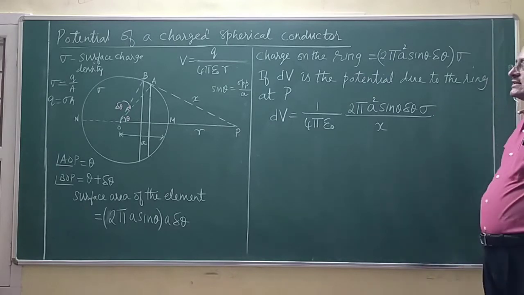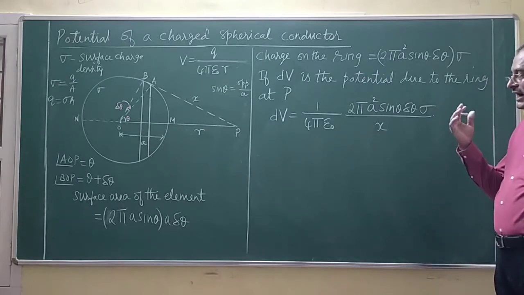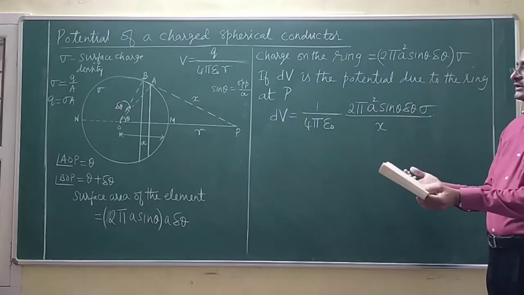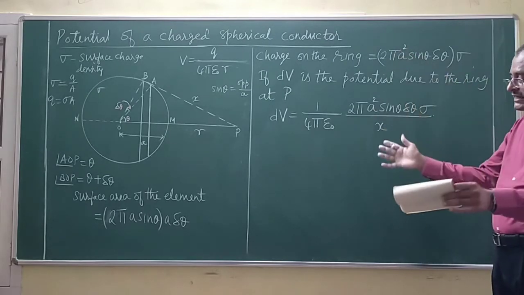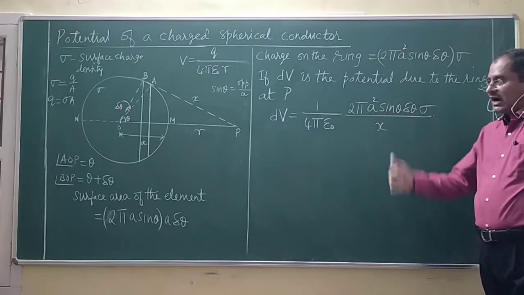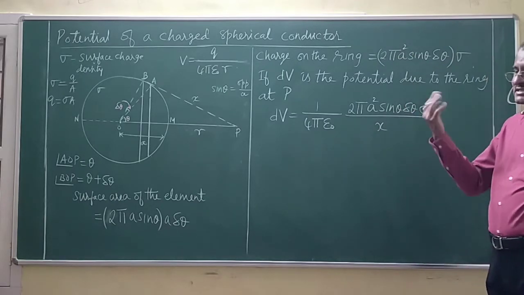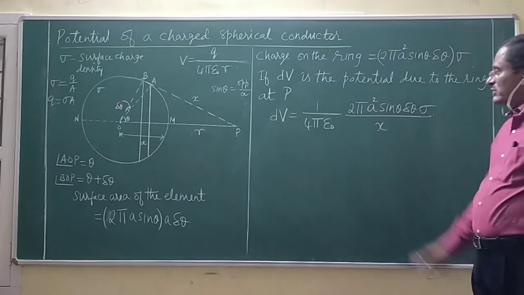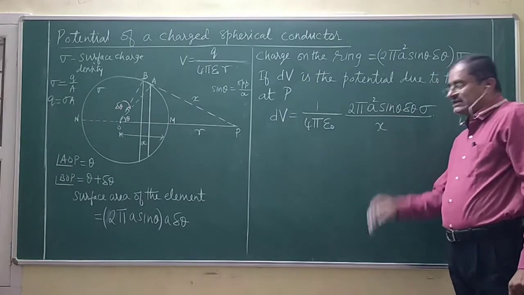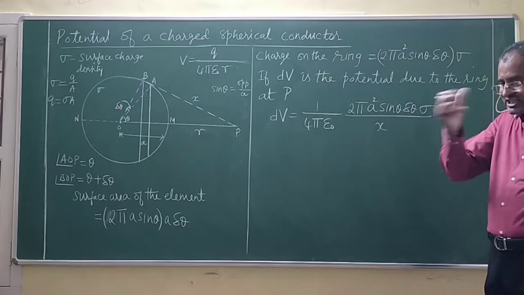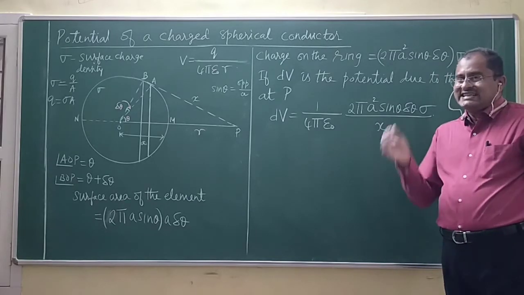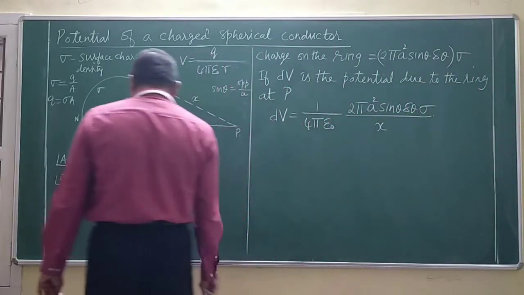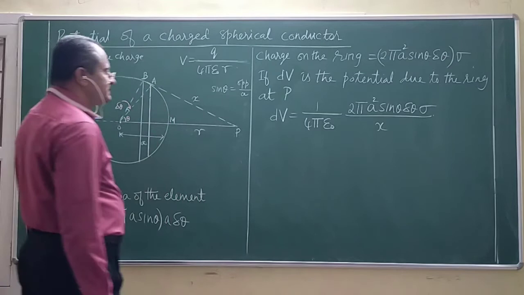The problem is, I want to determine potential at P due not to this ring alone, but due to the entire spherical conductor, at a distance r. You can see there is no r here, so I cannot use this like this. I am going to change x in terms of r. How do I do that?